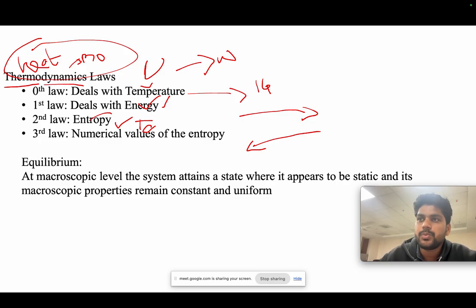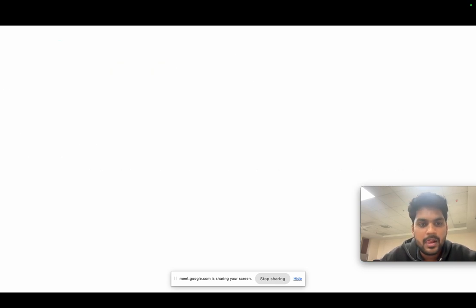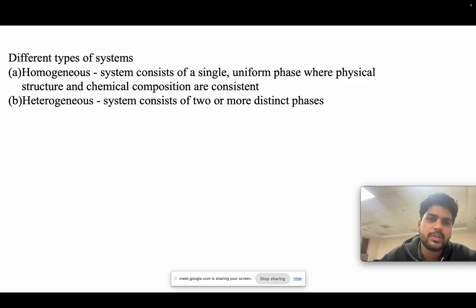It doesn't mean that if you hold, suppose, an isolated mug of coffee, keep it here for 1 hour and then take it to some other place, after some time it will attain a certain temperature and pressure. That itself is called equilibrium. It need not be the same from the initial to the final state. And there are different types of systems. Initially we discussed closed system, open system, and isolated types.